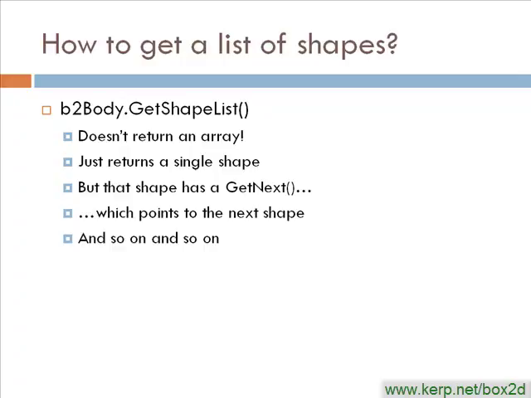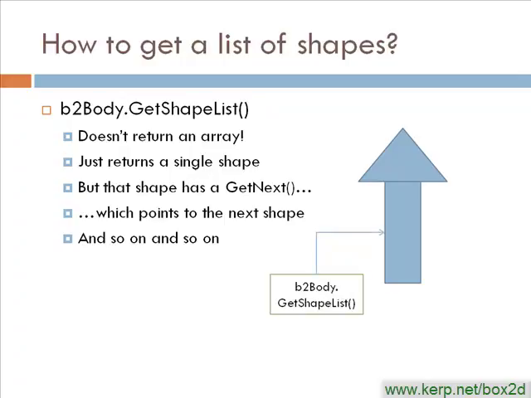So as an example, if I had a body that was, say, an arrow, it's made up of two shapes, the rectangle and the triangle up on top. If I were to call getShapeList on this arrow body, what I would get in return is, for example, the shape that makes up this rectangle.